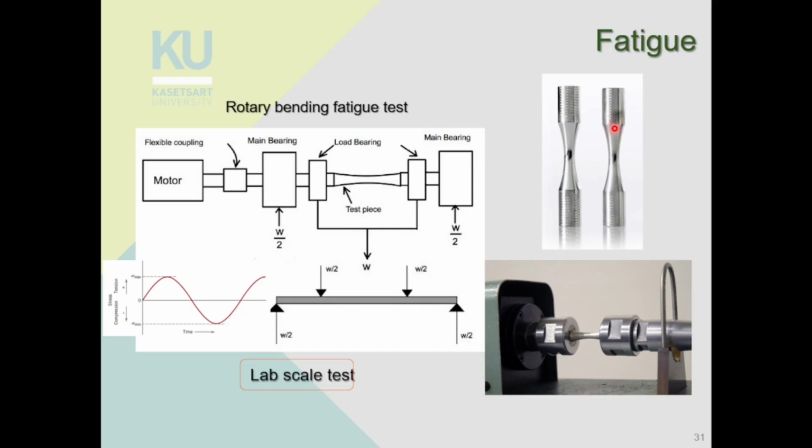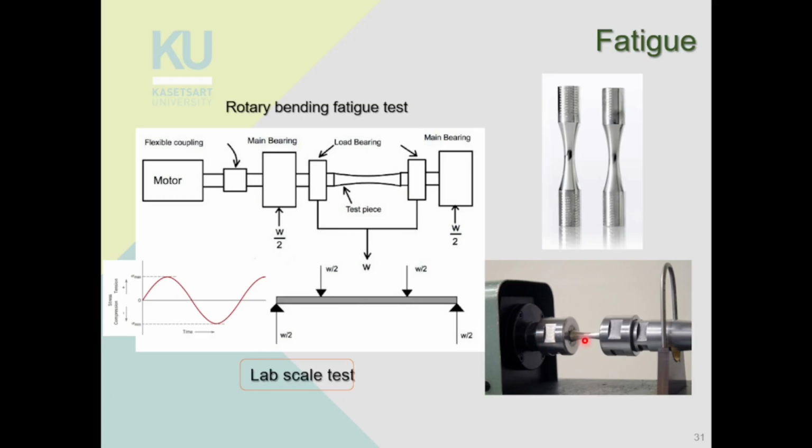Okay, so first of all, we need a standard specimen, and the surface preparation of the standard specimen is also important. So that's why we have to polish it really, really well. And then we do the testing, right? For lab scale tests, we can do testing in two methods. The first one is called rotating bending or rotary bending machine, right?